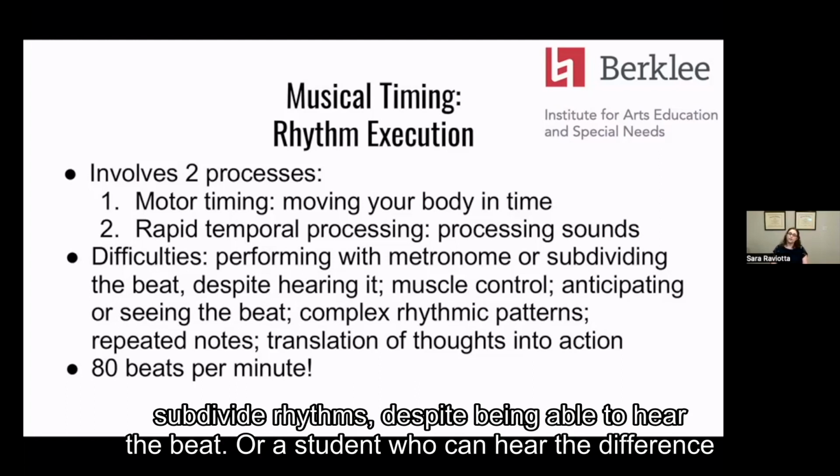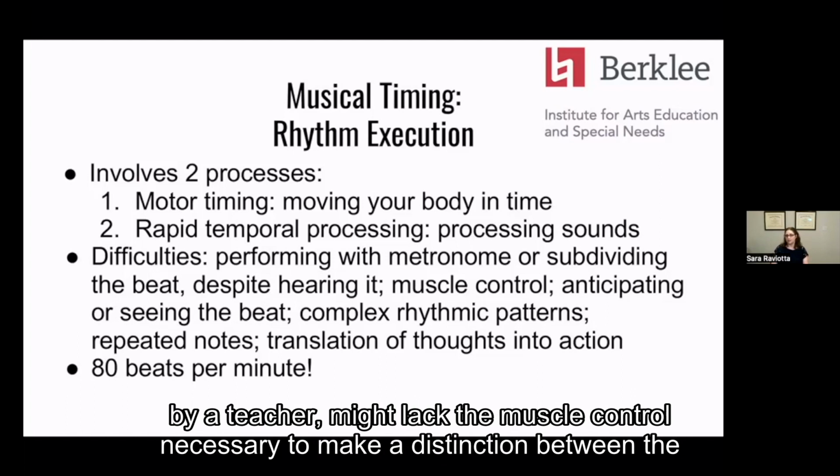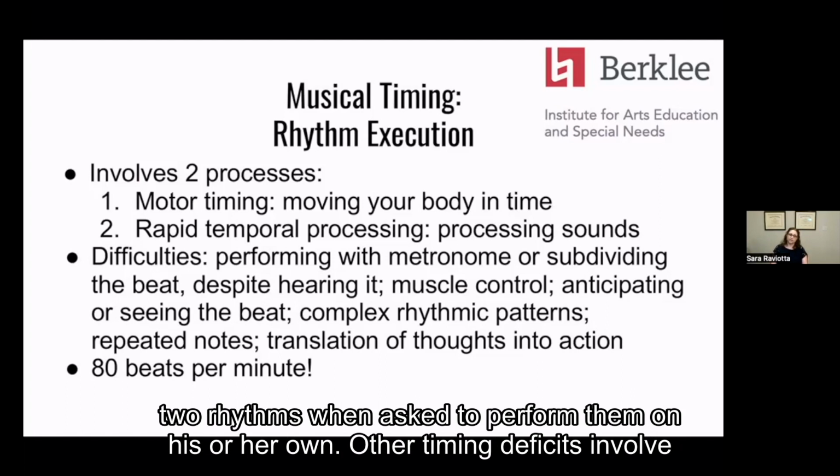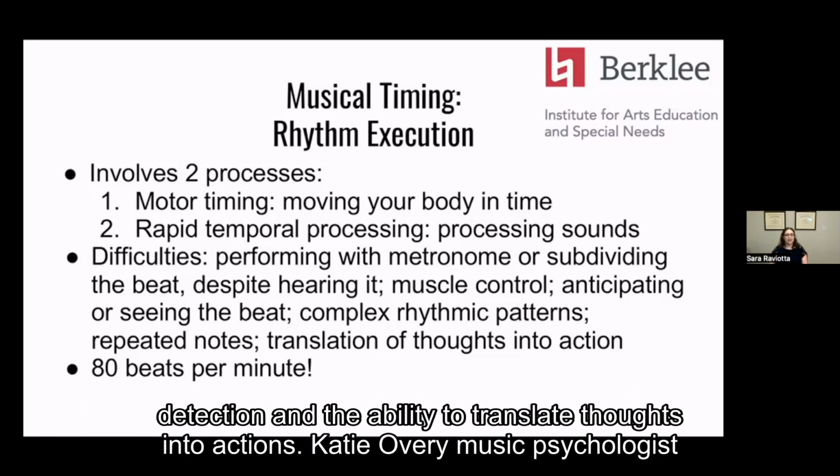Or a student who can hear the difference between a dotted eighth sixteenth note pattern and a pattern of two eighths when performed by a teacher might lack the muscle control necessary to make a clear distinction between the two rhythms when asked to perform them on his or her own. Other timing deficits involve time estimation, or the ability to anticipate the beat and prepare to act, visual motion detection, and the ability to translate thoughts into actions.